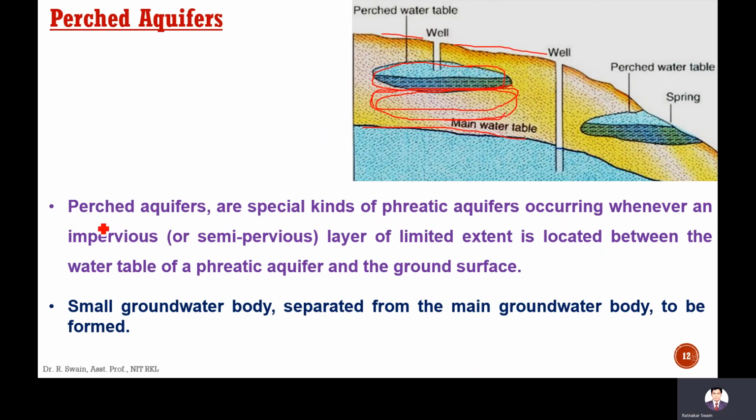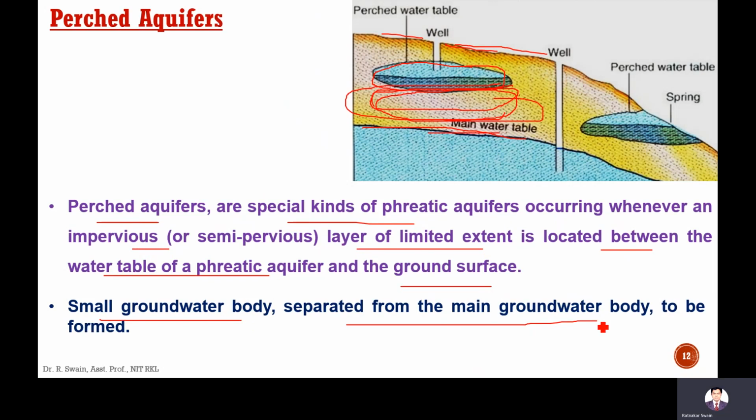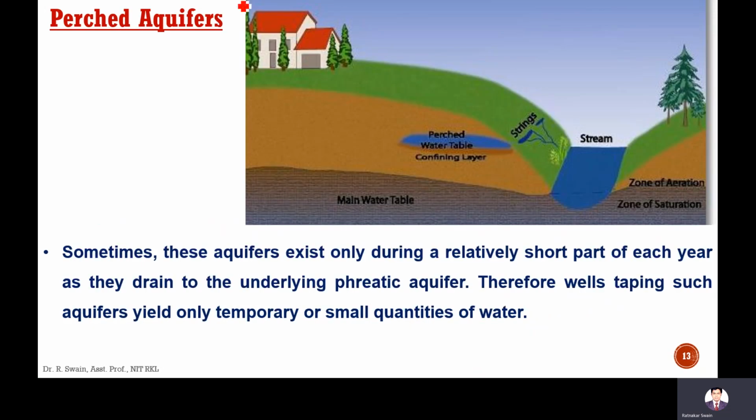A perched aquifer is a special kind of phreatic aquifer occurring whenever an impervious layer of limited extent is located between the water table of a phreatic aquifer and the groundwater surface. A small groundwater body separated from the main groundwater body is formed, and this perched aquifer may form. Here you can temporarily withdraw some water.